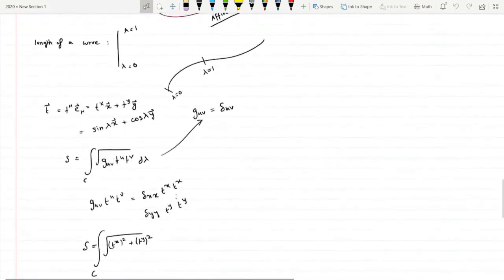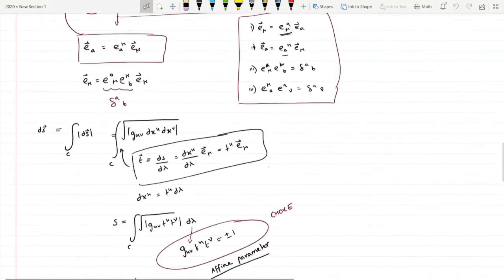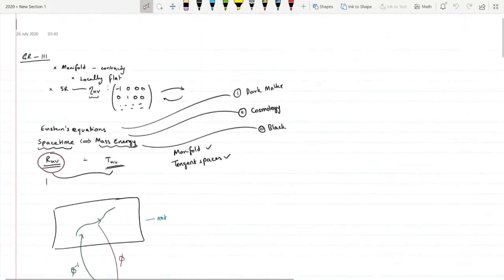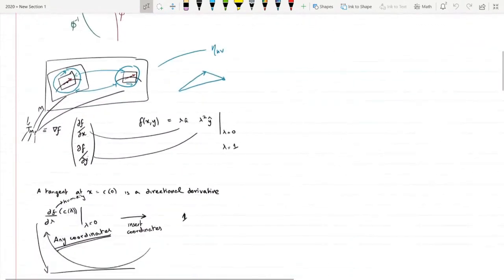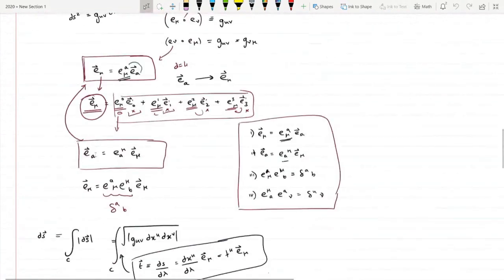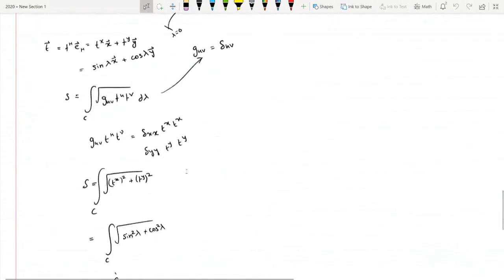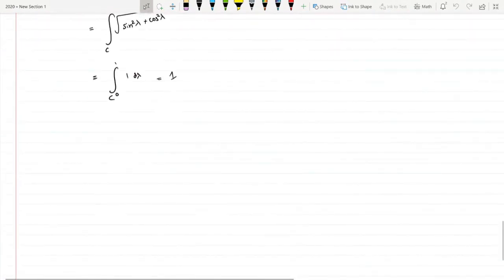Okay? Does anyone have any doubts so far? We've used our tangent vectors that we defined in the beginning for the first time. Using the tangent vectors, we've been able to talk about a notion of distance. Does anyone have any questions so far before we move on?